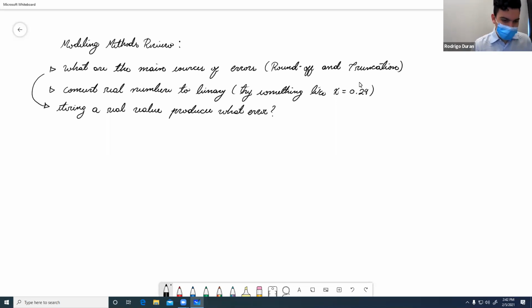Something else that is very important: how do we express zero in single and double precision? This is for reals, not for integers. How do we express zero in single and double?